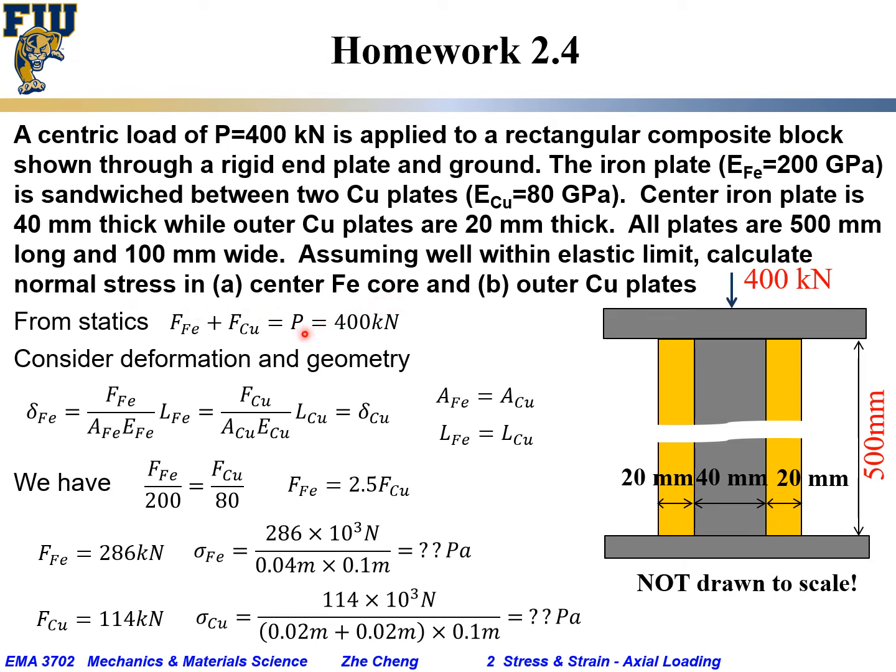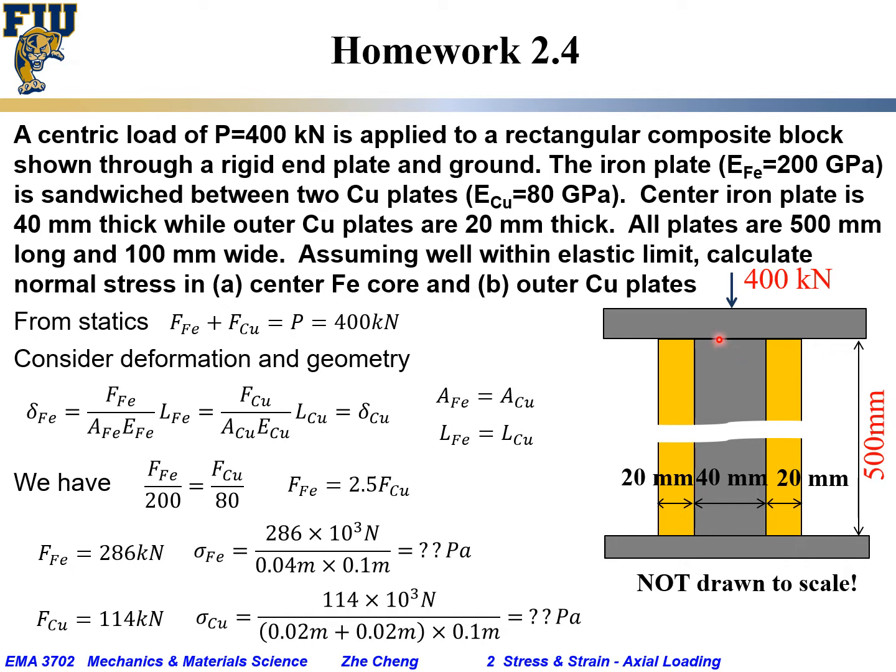But this doesn't mean it cannot be solved. When we start to consider deformation or shape change and then the geometry, we should be able to solve this problem. So from the deformation point of view, the top and the bottom are so-called rigid end plates. Rigid end plates, which means, to translate, the iron and the copper would expand or shrink in the same way.